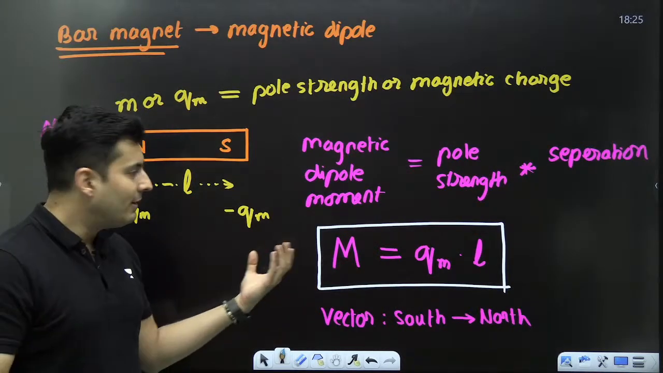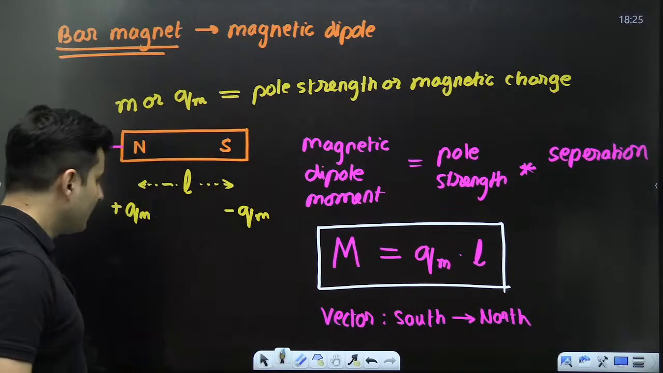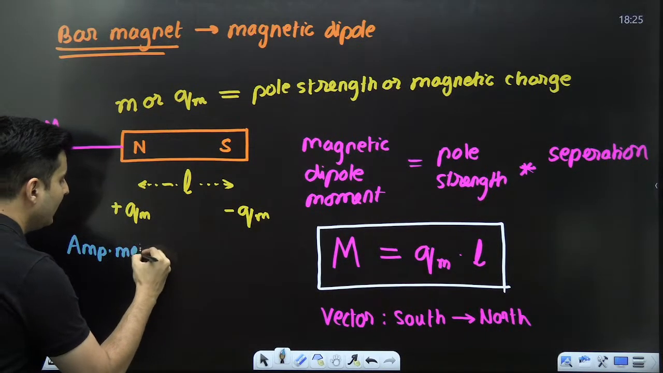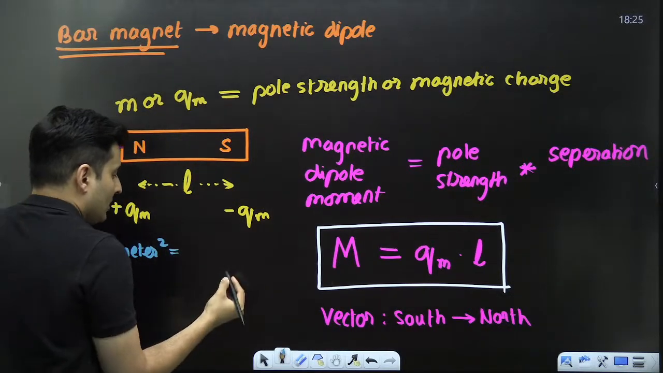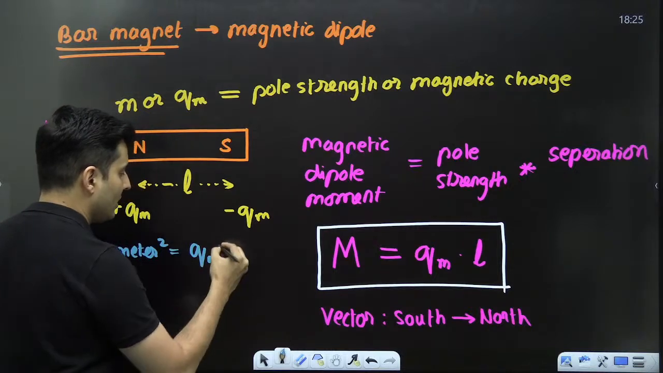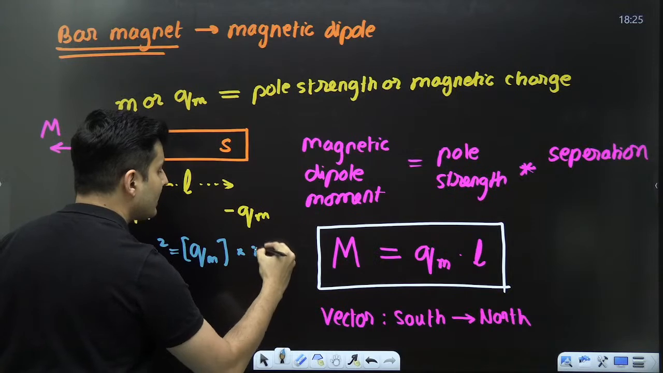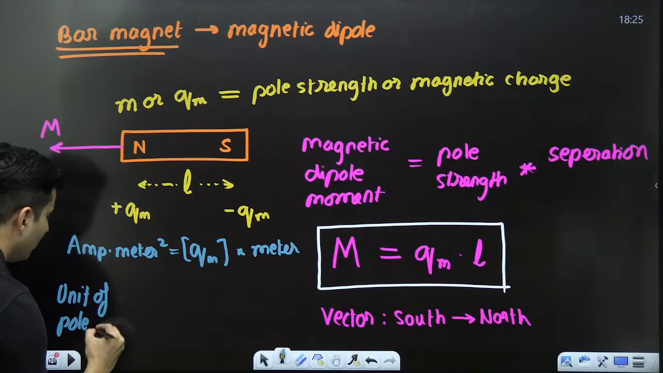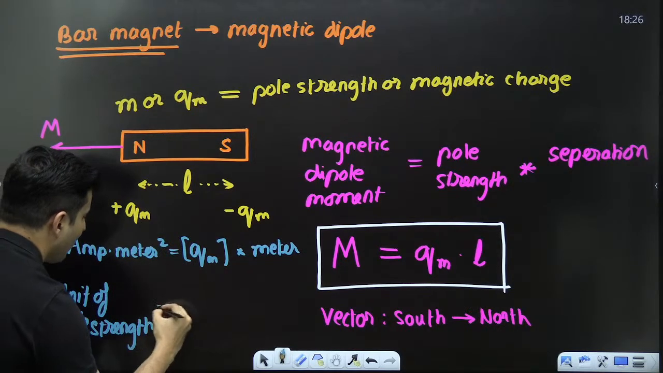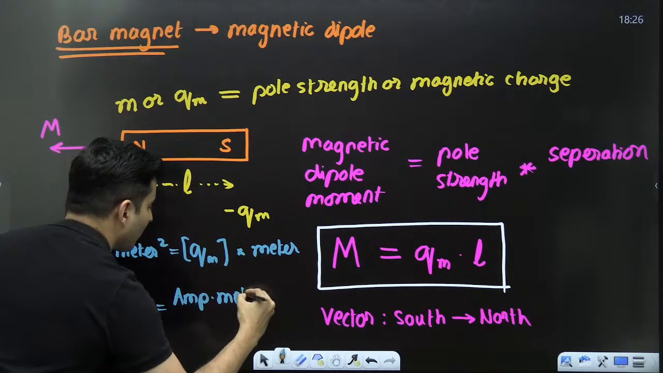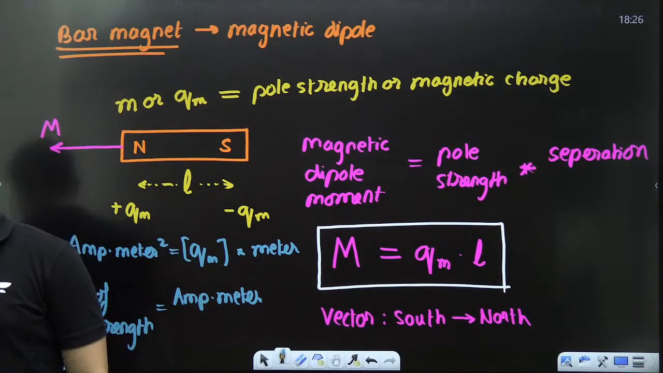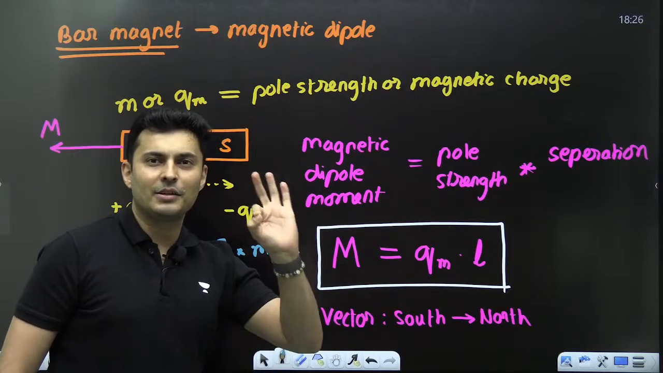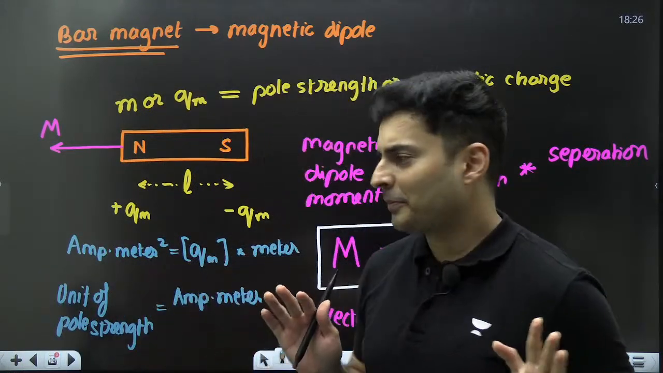If you compare the units now, it will be very easy, because I know this has a unit of ampere meter square. So if the left hand side is ampere meter square, and this magnetic charge, whose unit I do not know, is multiplied by length, which is in meters, then the unit of pole strength, or magnetic charge, will be ampere meter. How many of you got this? For pole strength, this was ampere meter square, this was meter, cancelled. Ampere meter is the unit of the magnetic pole strength. Is that clear, everyone?